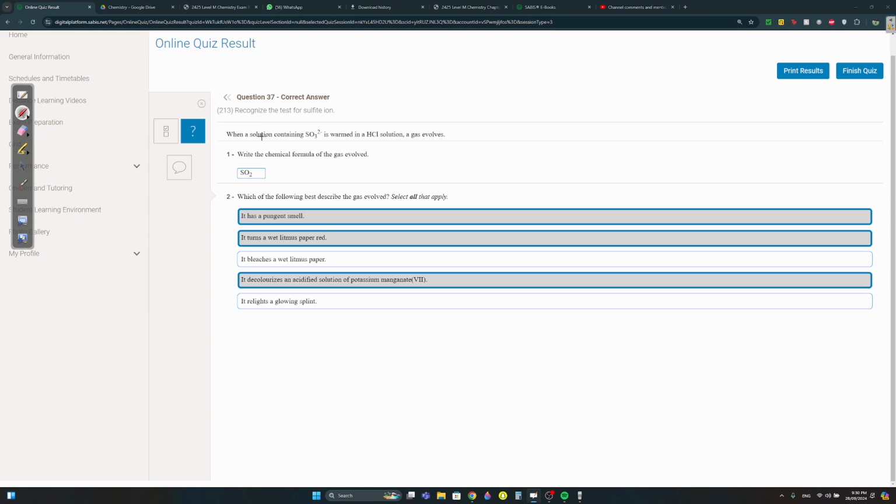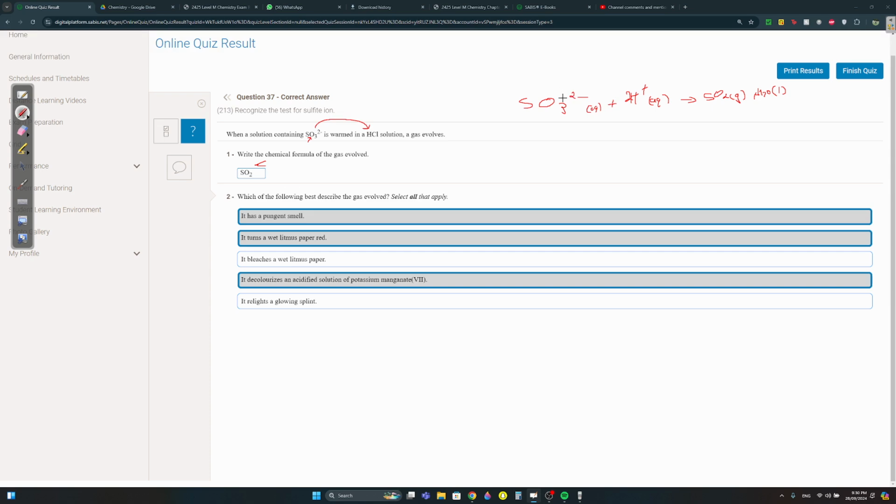37. Okay, when a solution containing SO3 is warmed in an HCl solution, you're adding sulfite to an acid. What do you get? SO2. The reaction for this is SO3 2 minus, aqueous, plus any hydrogen, any acid represented by H plus. It's 2H plus, because I'm just balancing it from now. You're going to get SO2 gas plus H2O liquid.